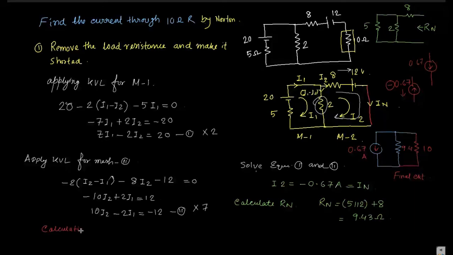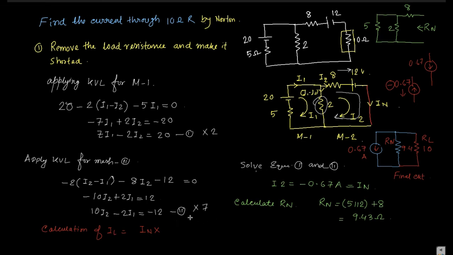Calculation of IL. What is IL? It is the total current IN. You see that in this circuit only one current source is there, and the current source is nothing but the 0.67 ampere. So here we cannot calculate any total current. Here the total current is nothing but the amplitude of the current source. So IN into, we should find the current through this. This is nothing but the RN, and this is the RL. So we should find the current through RL.